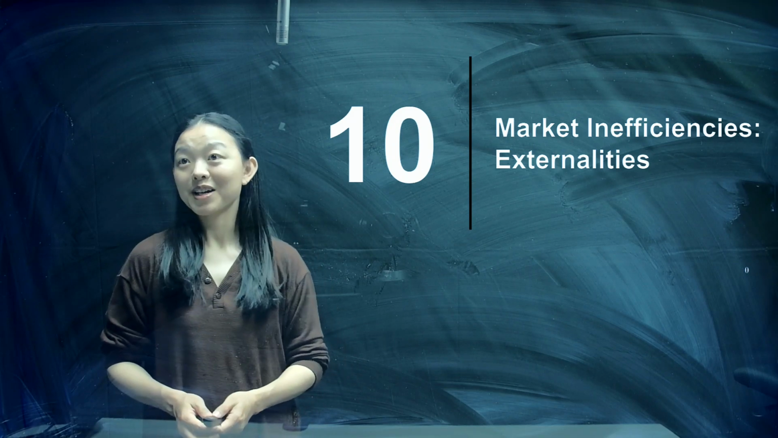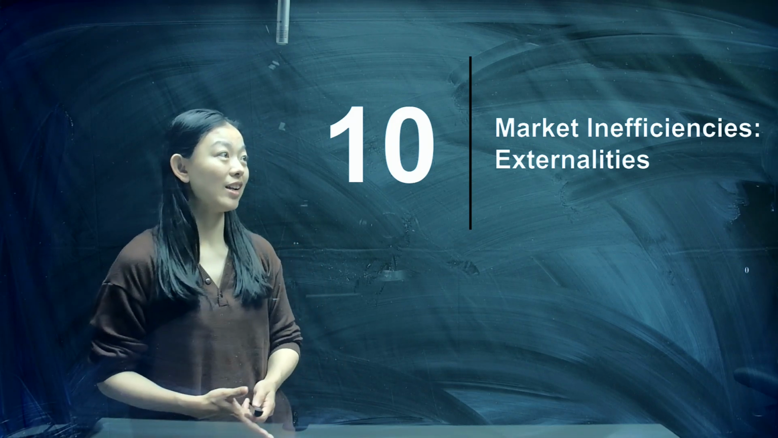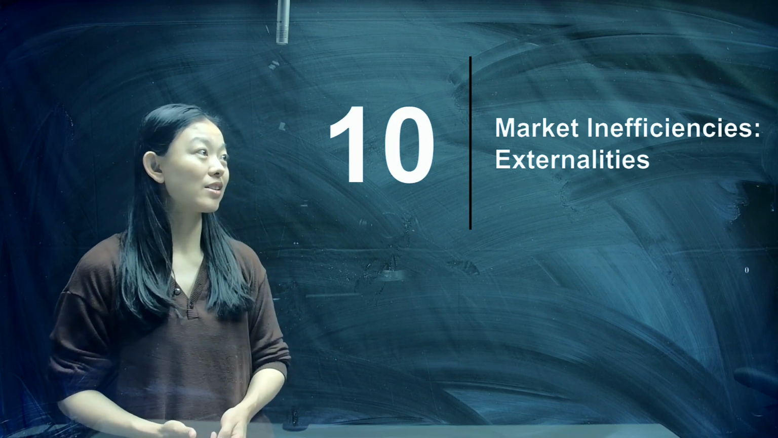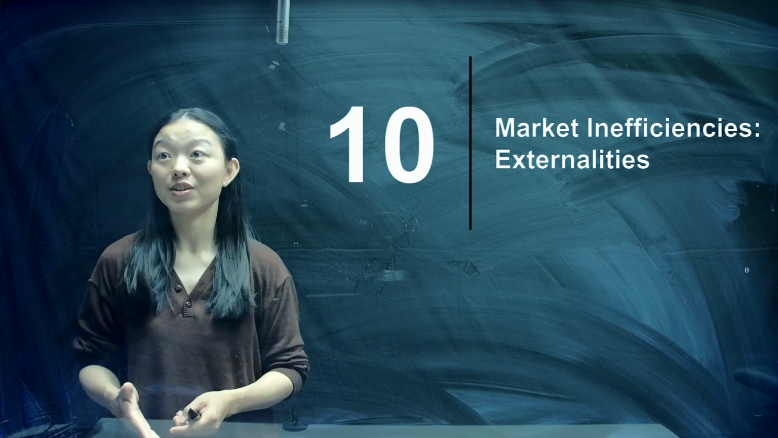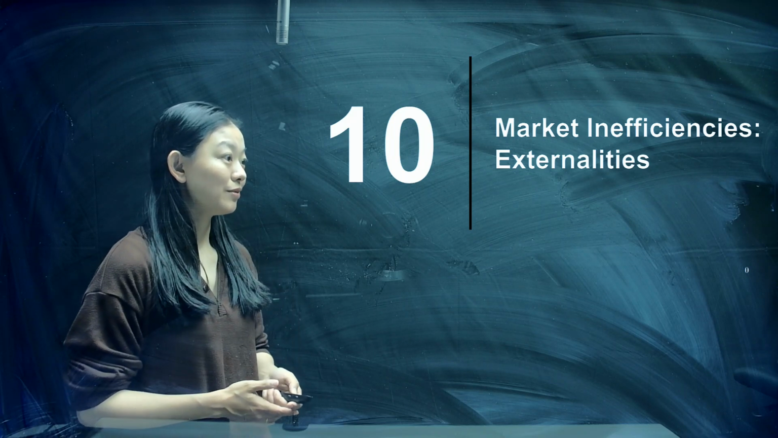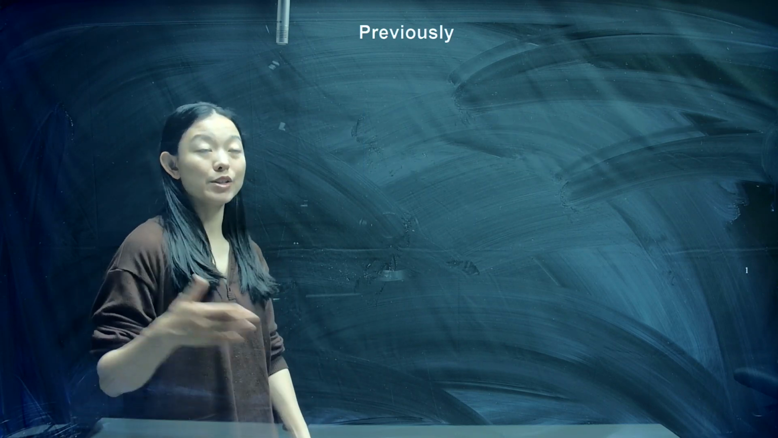Hello everyone, today we would like to talk about chapter 10. So chapter 10 is market inefficiency, and in this chapter we talk about one special case, which is externalities. Okay, so first let's see what we have learned previously.